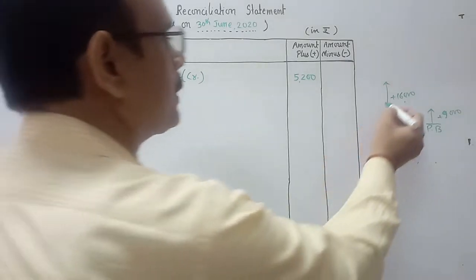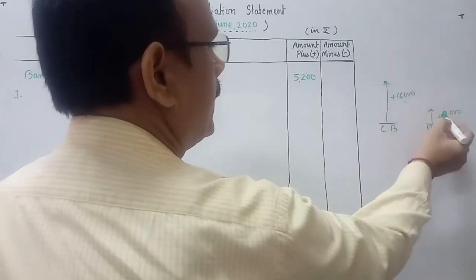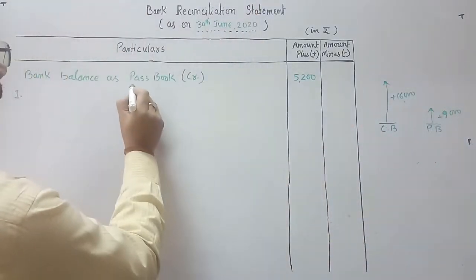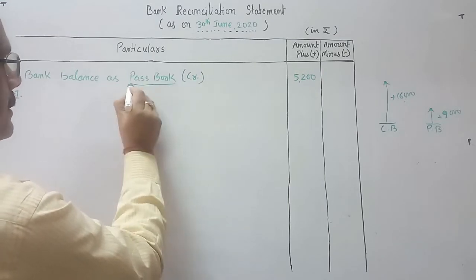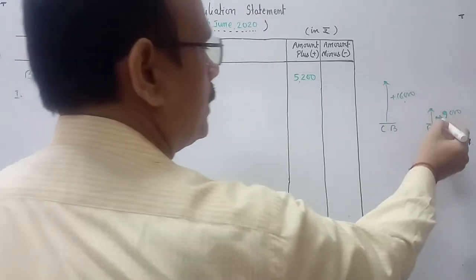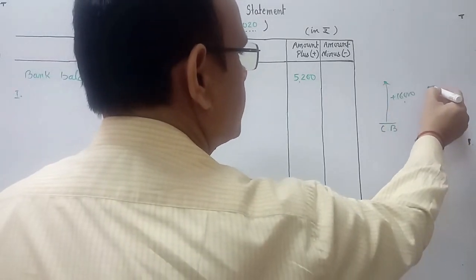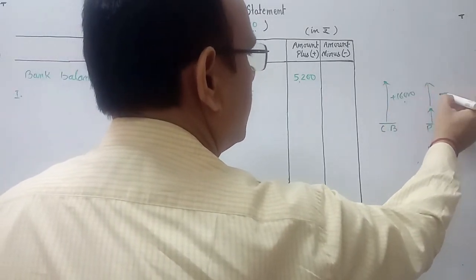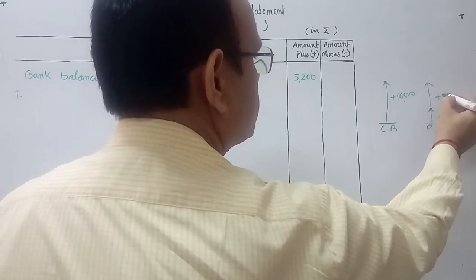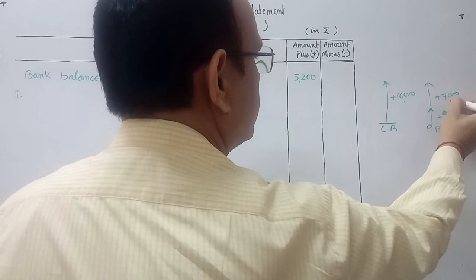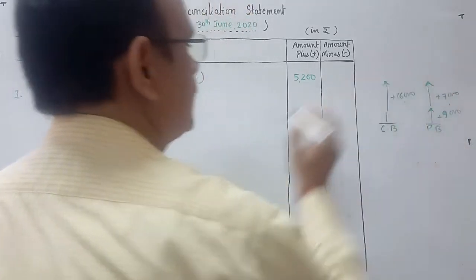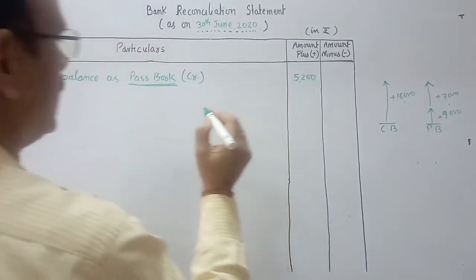So what is the difference? The cash book balance is here and the passbook balance is here. We have taken the passbook balance as a base, so we will use only this side to make the balance equal. So we will do the addition so that the balance will be equal. How much will we add? We will add 7,000. If you add it, then the balance will be the same.